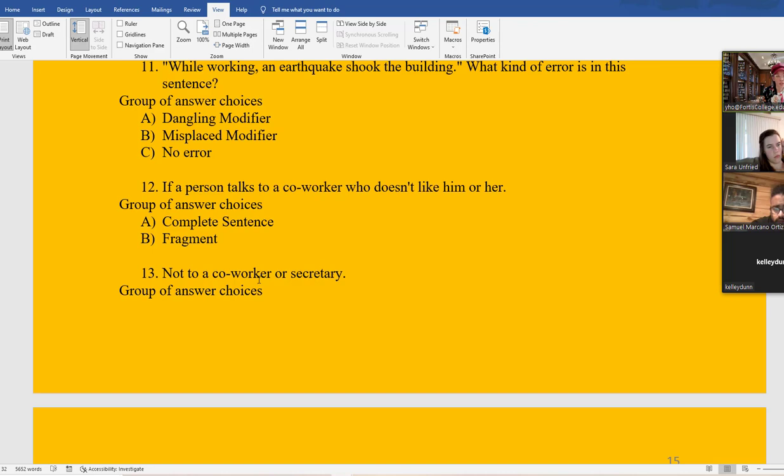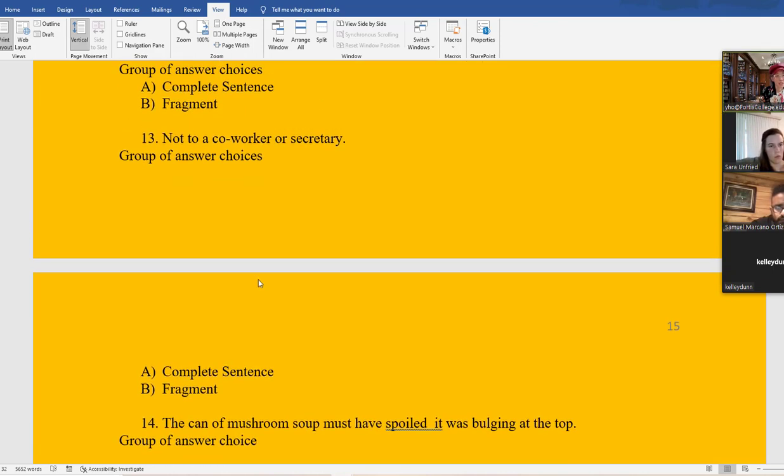If a person talks to a coworker who doesn't like him or her, is this a complete sentence or a fragment? It's a fragment. Not to a coworker or secretary. Is that a complete sentence or a fragment? A fragment, yes. You got it, Sam? Yeah. Because I'll keep studying it.